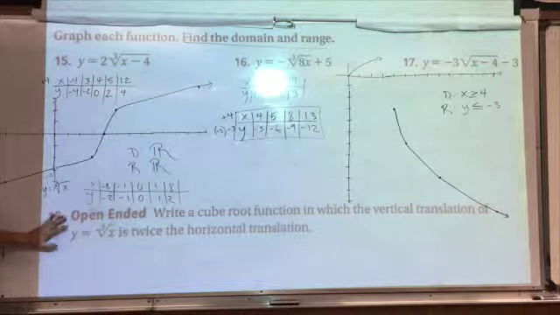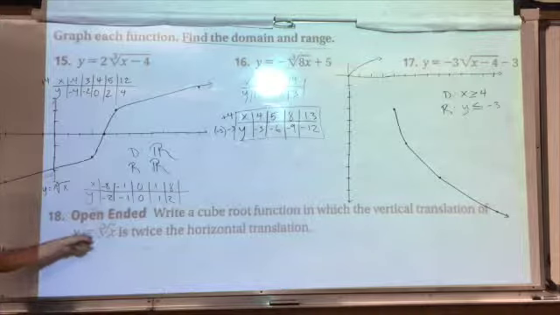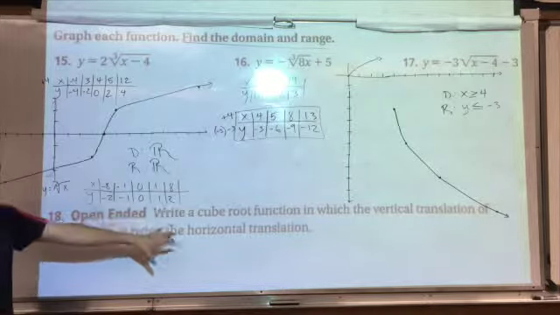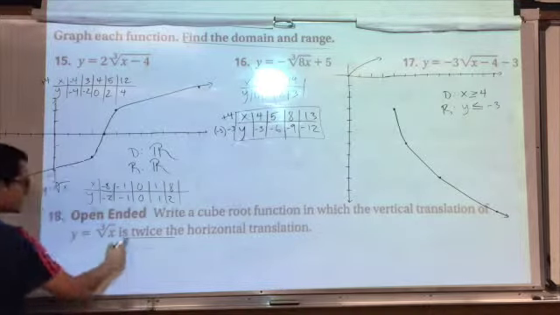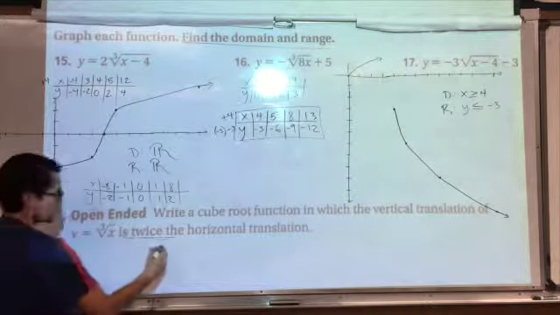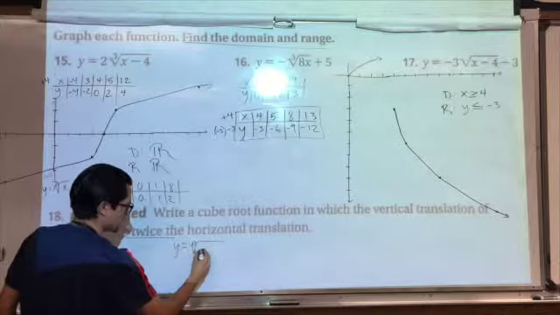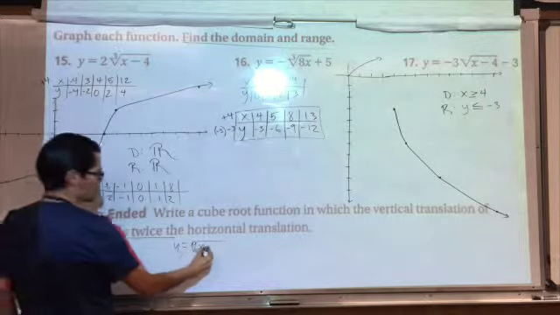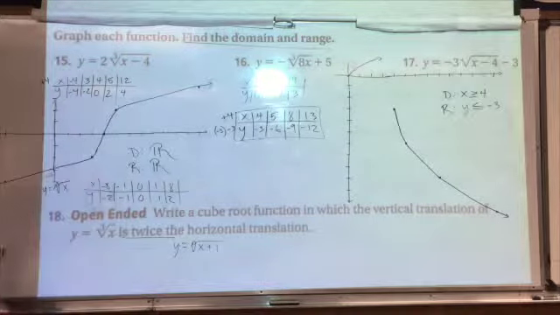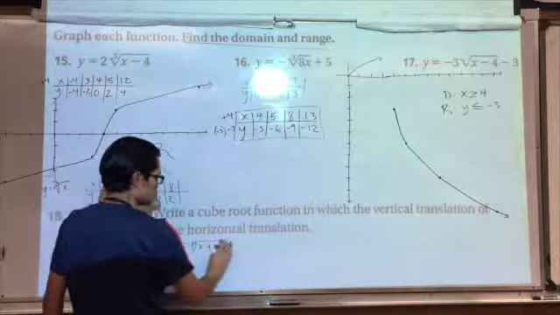Let's just do it real quick. It says write a cube root function in which the vertical translation of y equals cube root of x is twice the horizontal translation. This is really simple, guys. The vertical must be twice the horizontal. So here, pick a horizontal translation, whatever you want. Easy one will be +1 or -1, right? There. Horizontal translation is +1, which means to the left one.